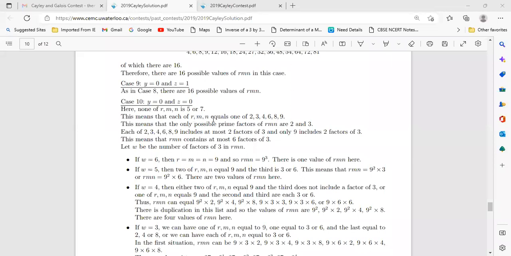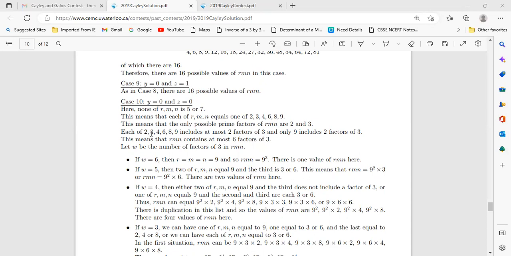This means that each of R, M, N equals 2, 3, 4, 6, 8, 9. This means that the only possible prime factors of R, M, N are 2 and 3. Why do we go for prime factors here? They're saying that there are only two prime factors in the entire set, which is 2 and 3.